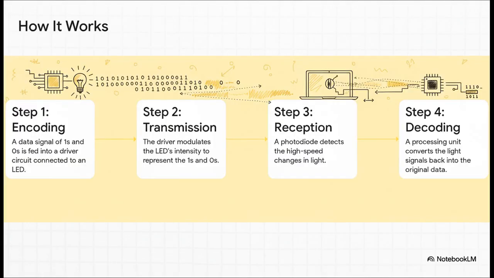So let's walk through how it all comes together. First, the data, just a stream of ones and zeros, is sent to that driver circuit. Step 2, that circuit then modulates the light, making it flicker or dim ever so slightly to represent those ones and zeros. Next, the photodiode on your phone or laptop picks up these tiny changes. And finally, a processor turns those light patterns back into the original data. That's it. And this whole dance happens millions of times every single second.